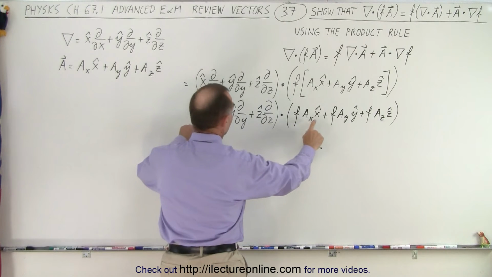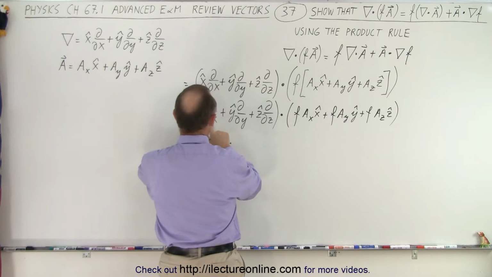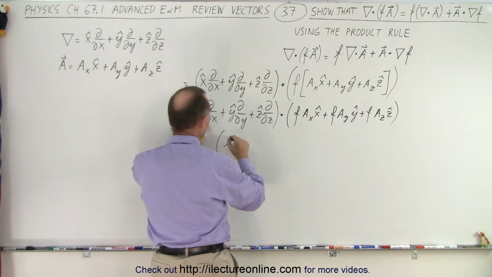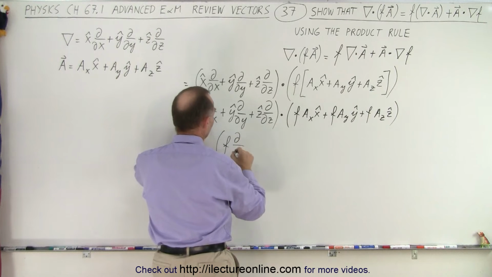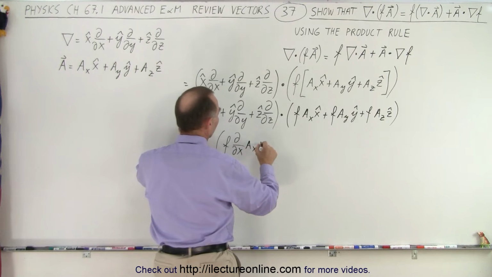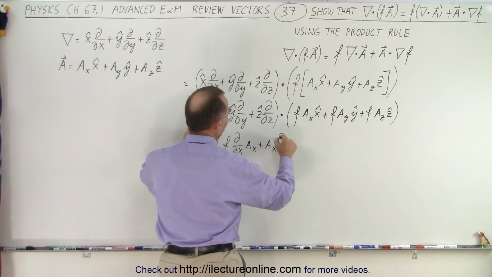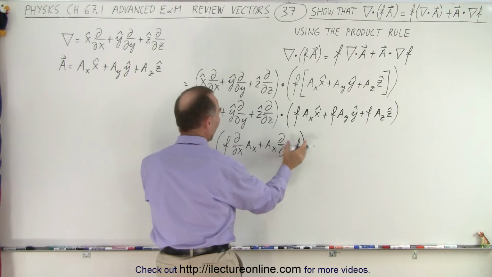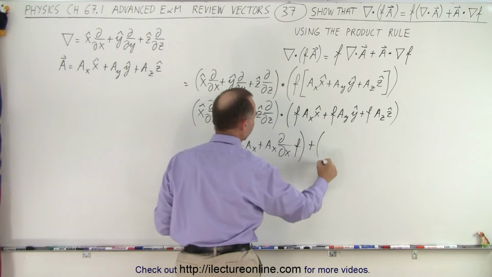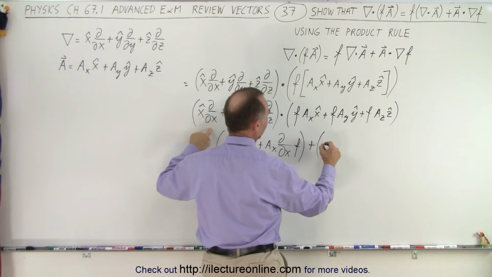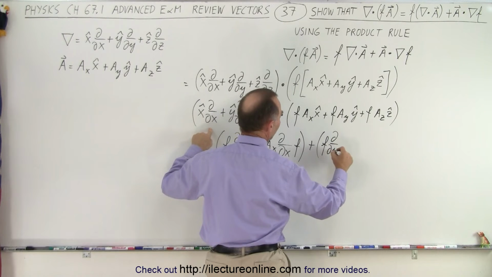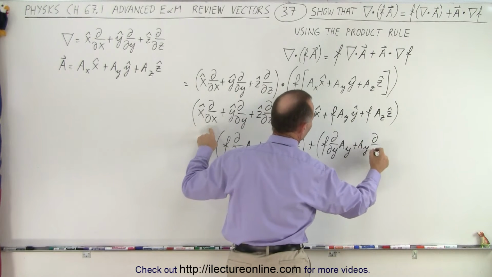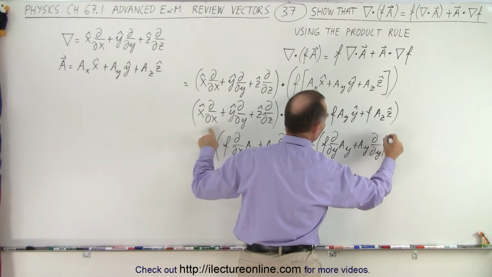So the x unit vectors will drop off, so it's the partial derivative with respect to x of this product. So we get the first, I'll put in parentheses, so we get the first, times the partial derivative with respect to x of a sub x, plus the second, which is a sub x, times the partial derivative with respect to x of the function, like this. So that's what we have for the first term, plus the second term will be equal to the first times the partial derivative with respect to y of a sub y, plus the second, a sub y, times the partial derivative with respect to y of the scalar function.